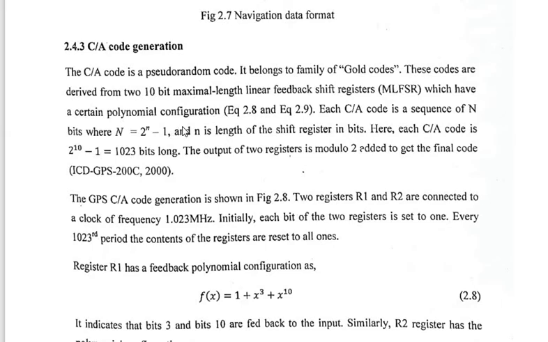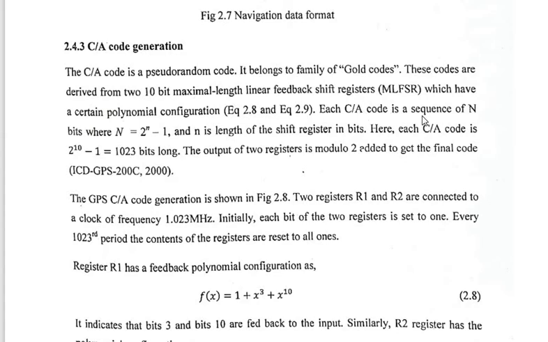In DC, we have seen different types of polynomial configurations, error correcting capability, syndrome errors. For these types of codes, we use these polynomial configurations. These codes are derived from two 10-bit maximum length linear feedback shift registers. Of course, we will have some feedback registers over here with some polynomial configuration. I hope you all remember linear configuration, polynomial configuration, and syndrome error detection from DC. That's the reason we have interlinked with this one.